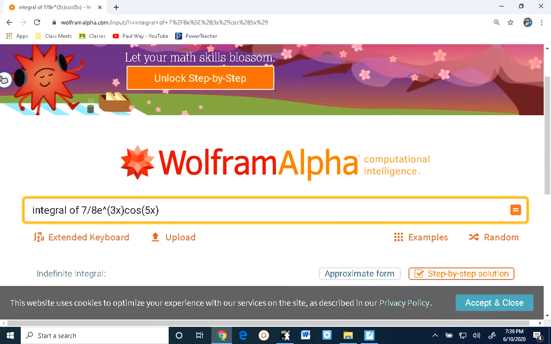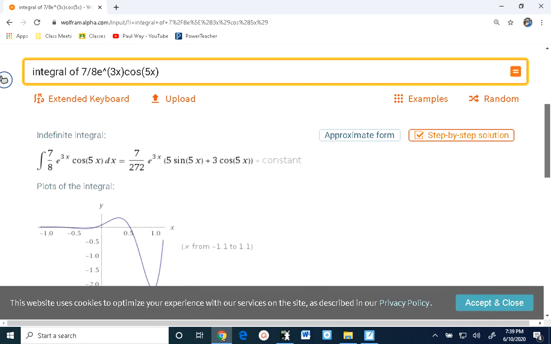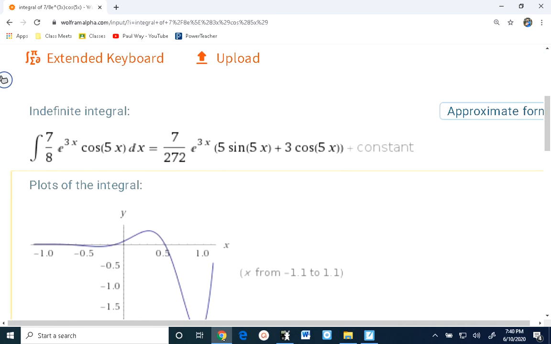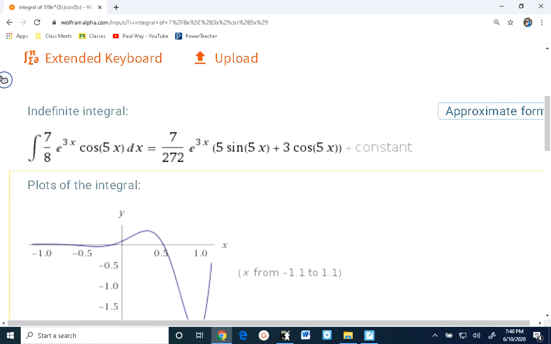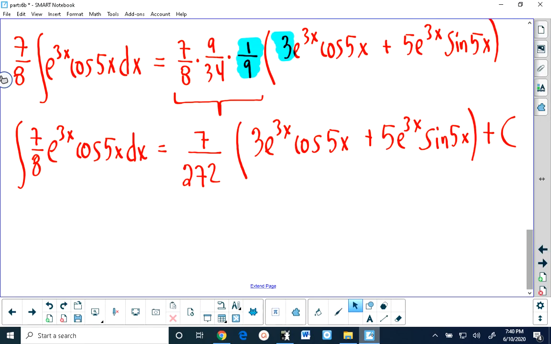So let's see. 7/8 e to the 3x cos of 5x dx as an integral is equal to 7 over 272, I believe that's what we had, e to the 3x, and then in brackets 5 sine 5x plus 3 cos 5x. Let's just take a peek.